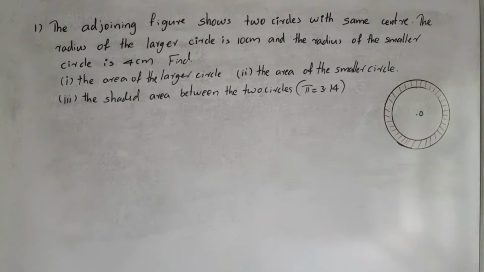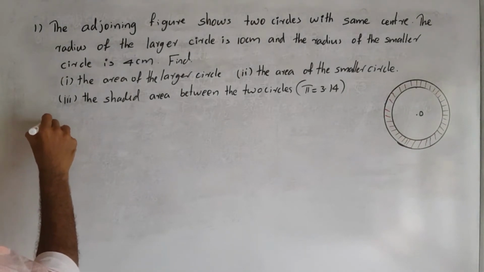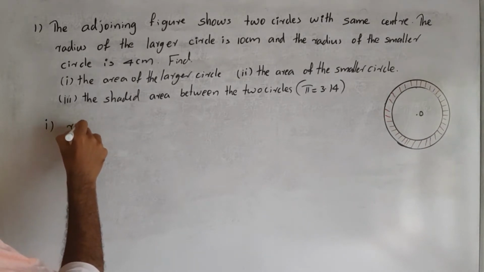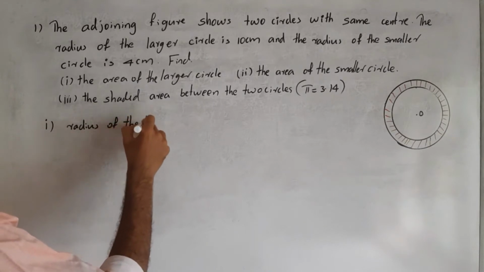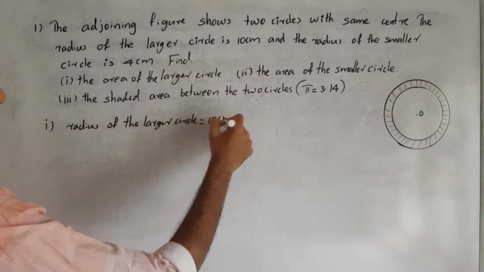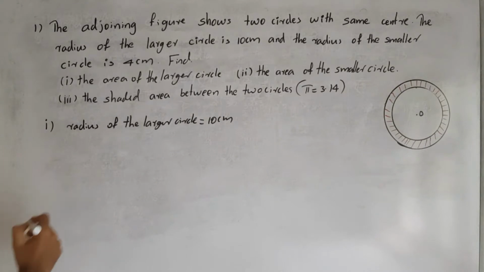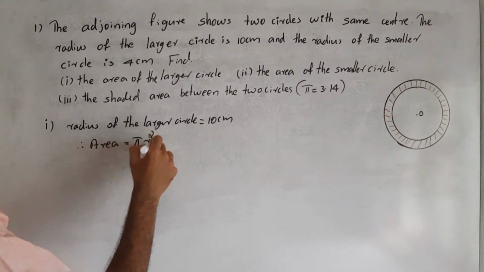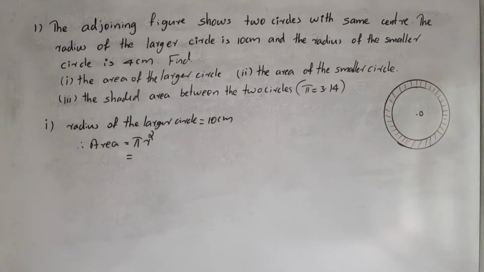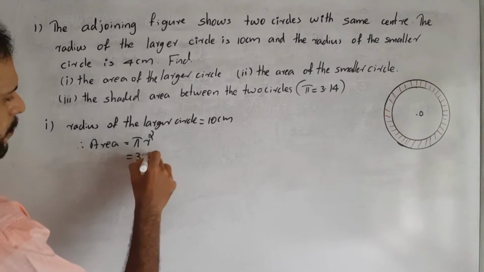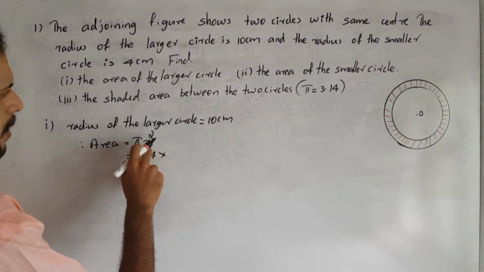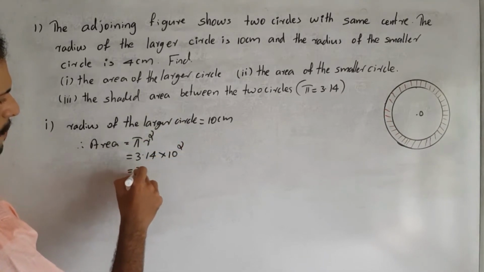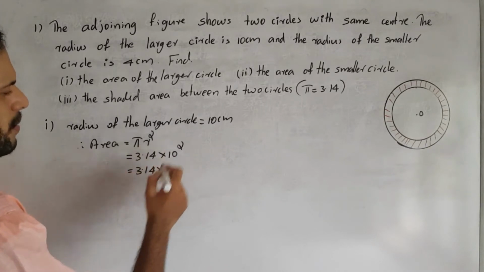Then what is given? First we want to find the area of the larger circle. For that, the radius of the larger circle is given, correct? Then radius of the larger circle is equal to 10 centimeter. Then we know the equation of area, therefore area is equal to pi r square, which is equal to, what is pi value? Pi value is 3.14, into, what is r? r is 10 square. Then it is equal to 3.14 into 10 square, which means 10 into 10.